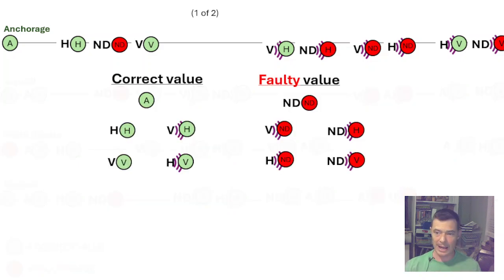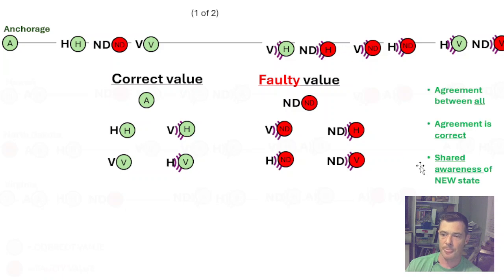So Anchorage has these correct values. It knows what it has, and it knows what Hawaii and Virginia sent it were echoed, and it's also got all of these faulty values. So now we're going to bring in the end state.